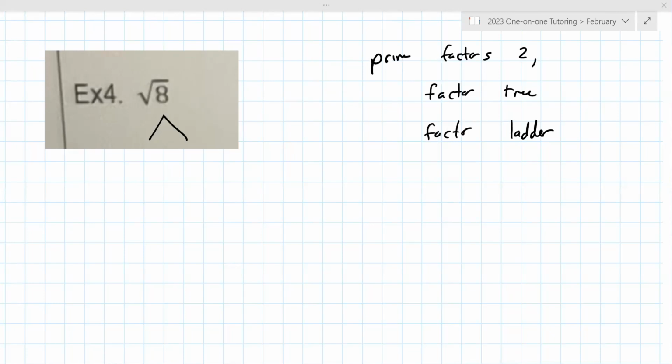No problem. So I was trying to ask you about prime factors. It sounded like maybe you already knew what to do here. That's where we left off.